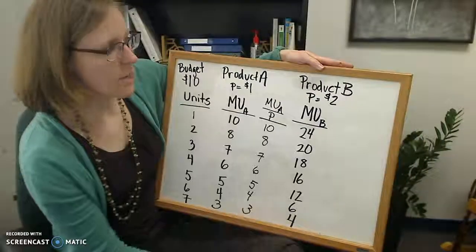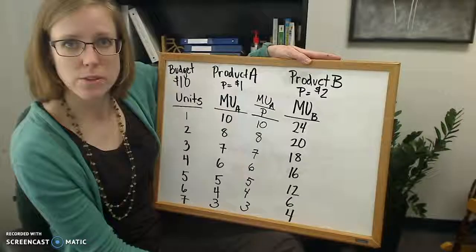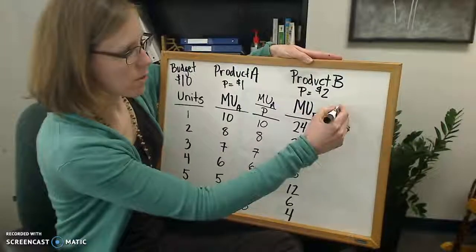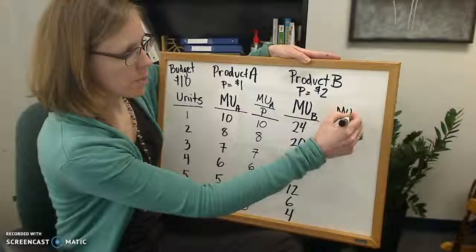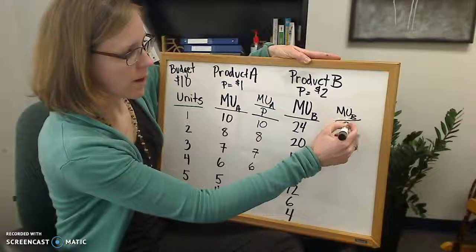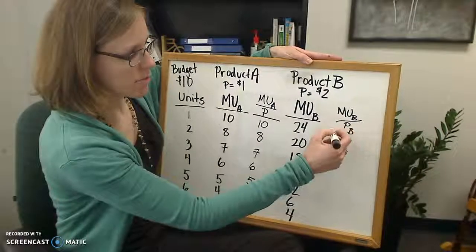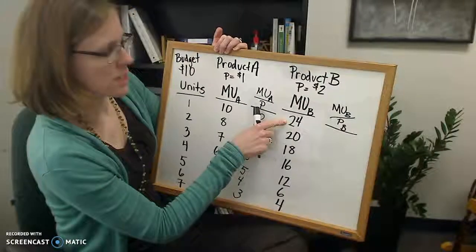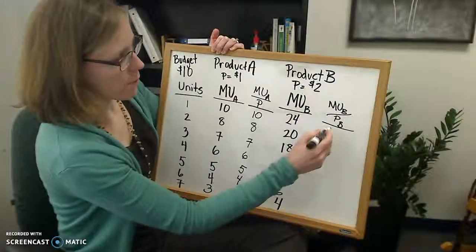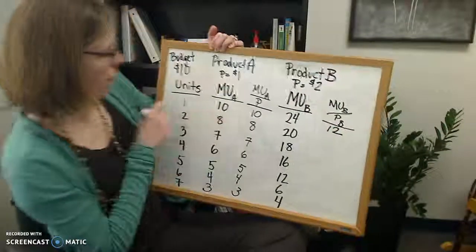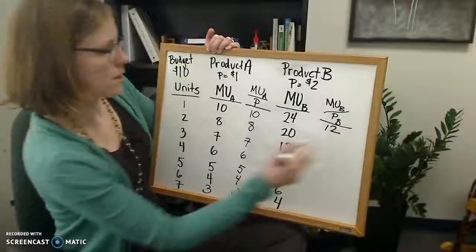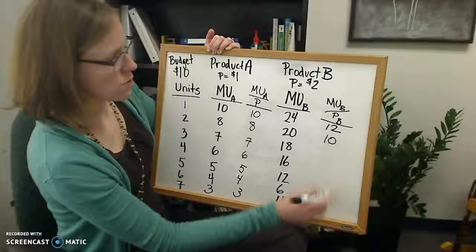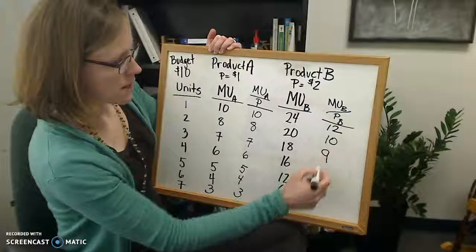We want to do the same thing for product B. We have the marginal utility of product B, and we also have the price, which is $2. So marginal utility of B divided by the price of B. This column looks a little bit like this. Marginal utility of 24 divided by a price of 2 is 12 for the first unit. Marginal utility of 20 divided by a price of $2 is 10. And so on down the line.